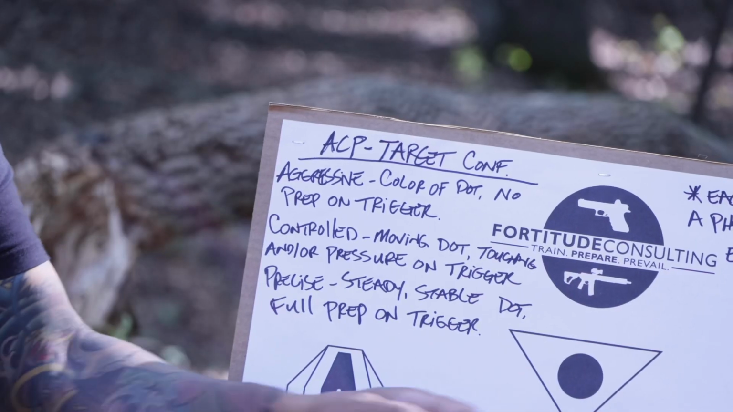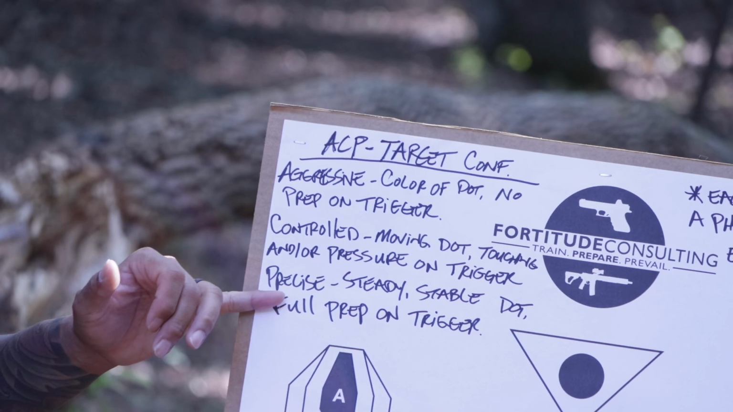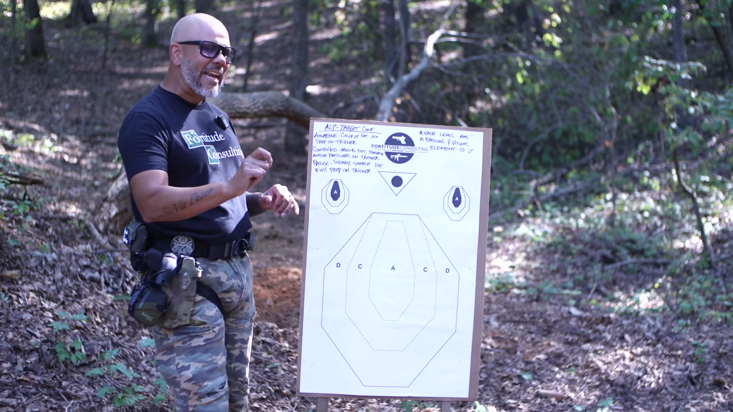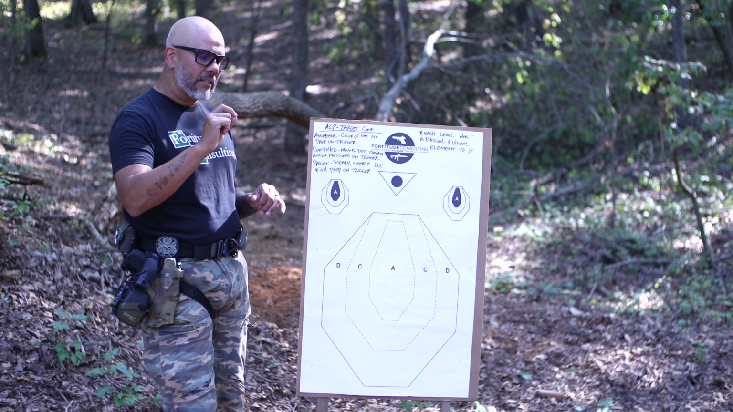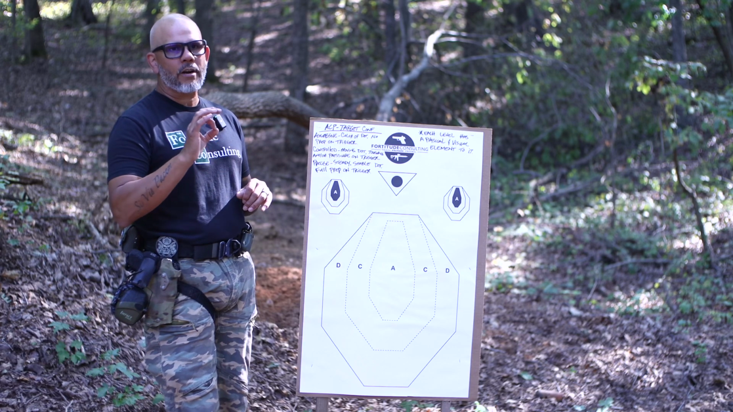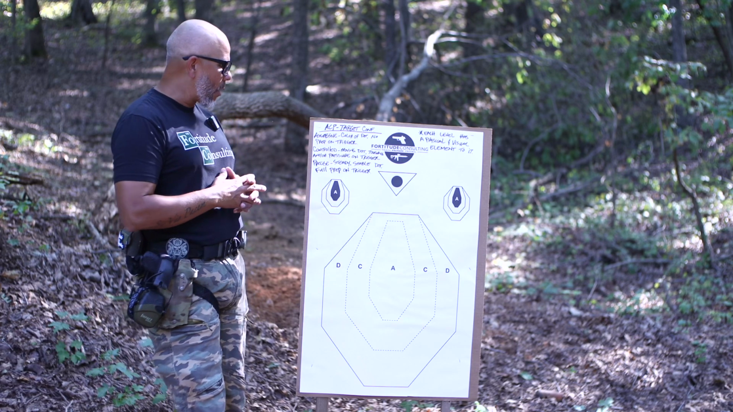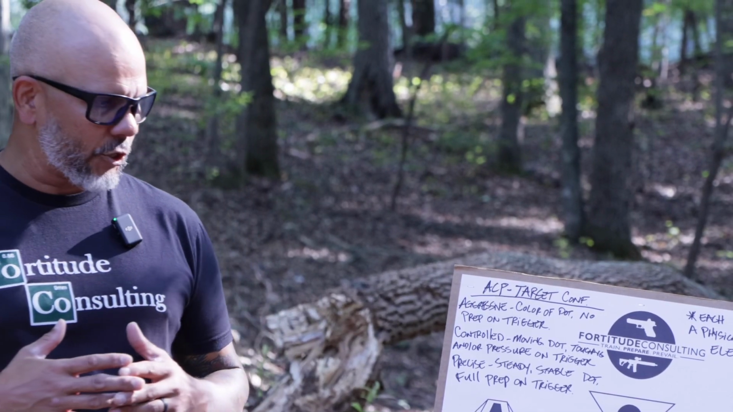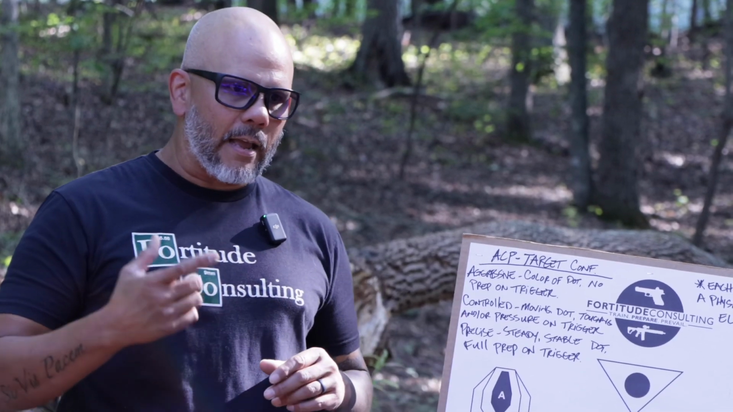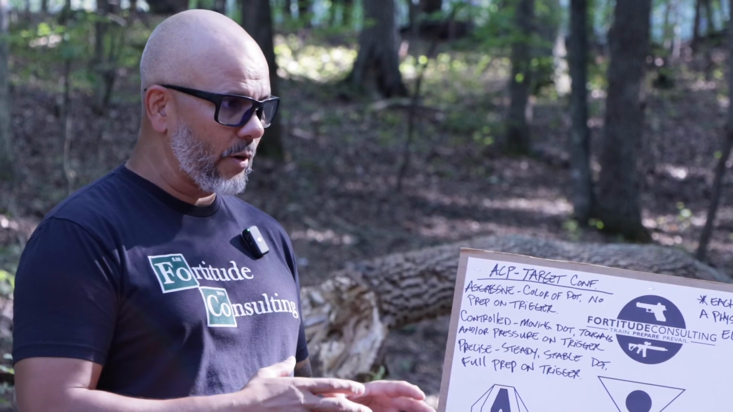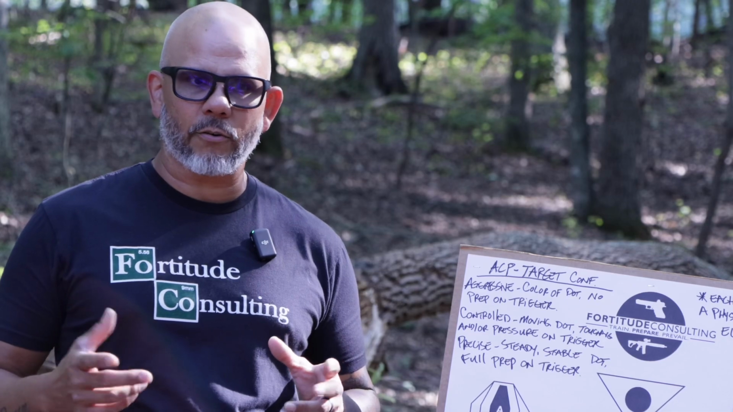For the 1.5-inch circle, we would use a precise level of target confirmation. That's going to be a steady, stable dot inside the desired target area and a full prep on the trigger for every round that is fired. Why is it important to have these 3 levels of target confirmation in place and something that you are thinking of as you are shooting? Well, it's going to keep you from shooting one target exactly like the other.